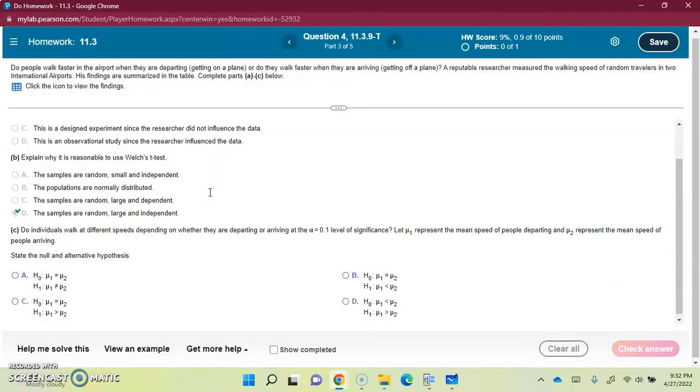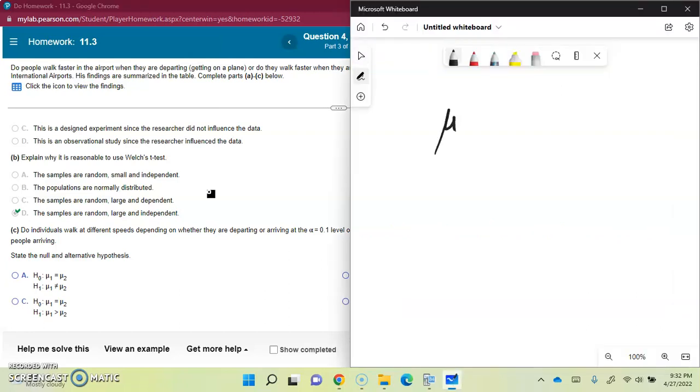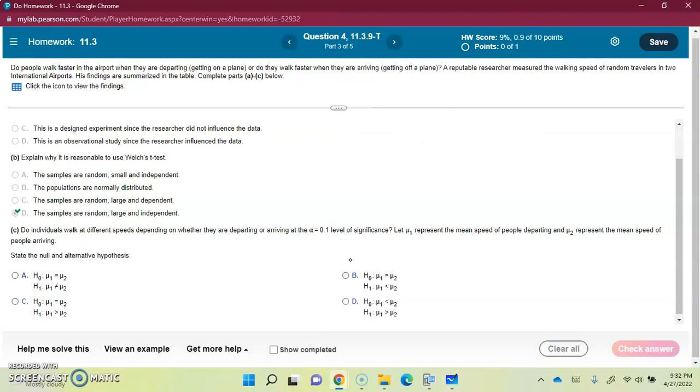Okay, what are they trying to test? Do individuals walk at different speeds, whether they are departing or arriving? That is the question. At different speeds, so mu1 not equal to mu2. That is the claim here, right? That means we need the null hypothesis and alternate hypothesis. The null hypothesis would always be the equal type, and the alternate hypothesis is the not equal type, because we are testing whether individuals walk at different speeds, departing or arriving, at alpha equal to 0.1. So mu1 is the speed of people departing, mu2 is the speed of people arriving.